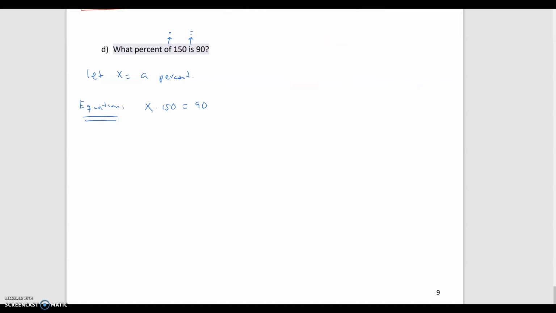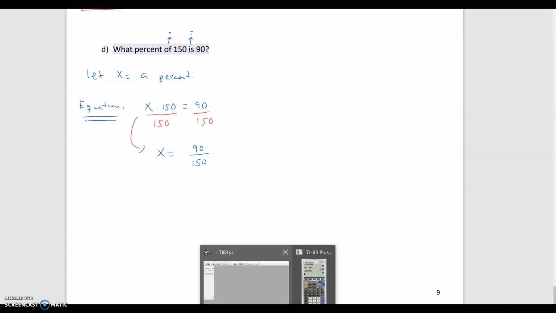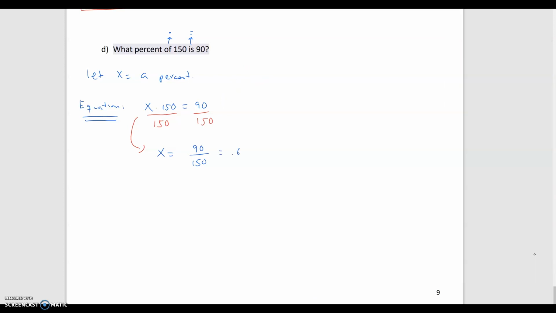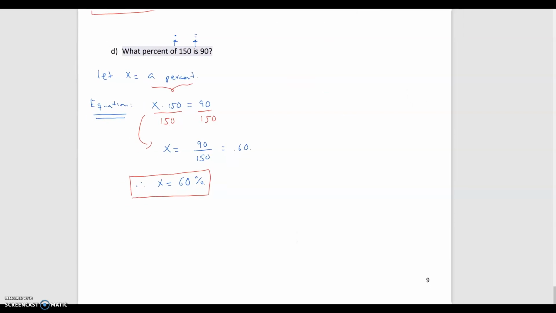At this point, we're going to be dividing by 150. So we're looking at x is equal to 90 divided by 150. Let's evaluate that. 90 divided by 150, I'm getting 0.60. Now, as a final answer, we're talking about a percent, so x is equal to 60%. I'm multiplying the decimal by 100, since x represents a percent.